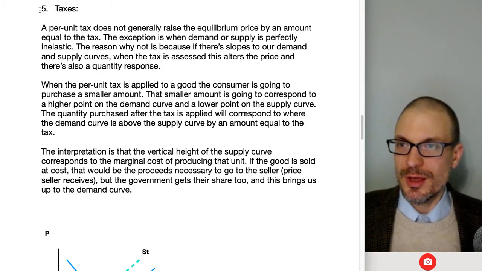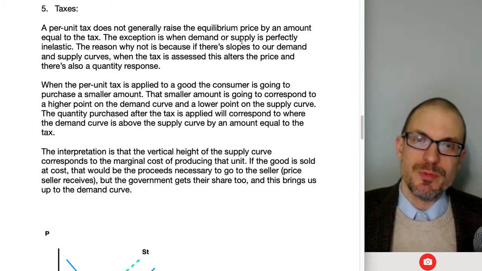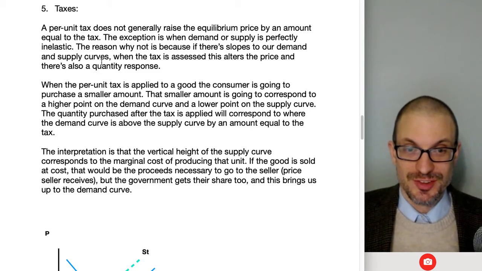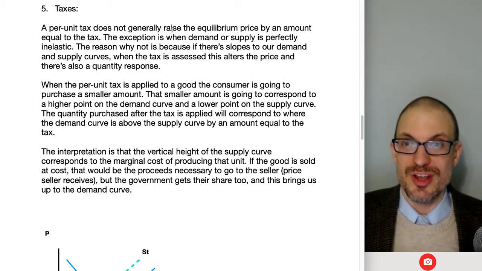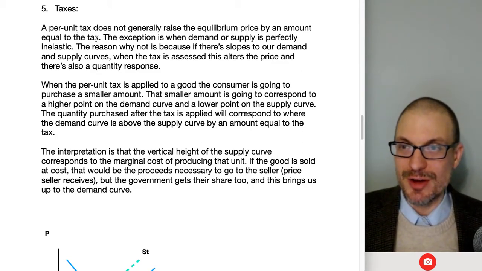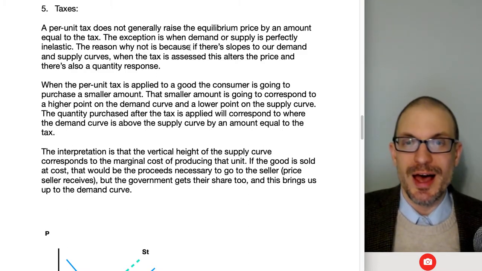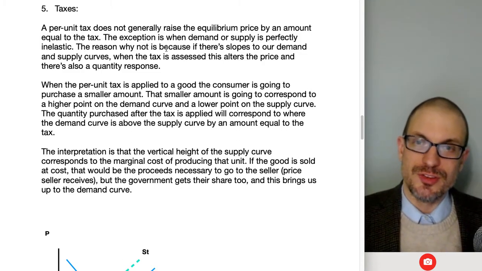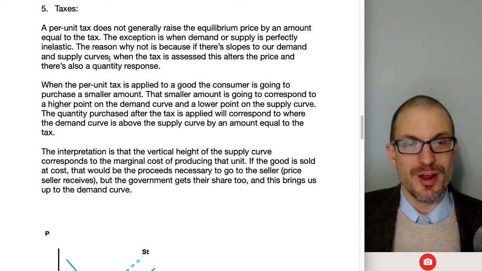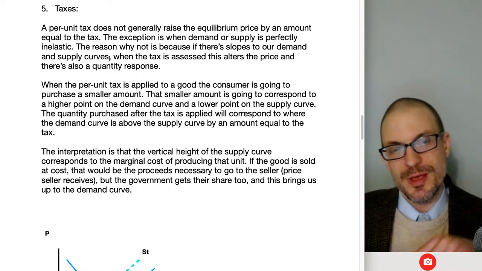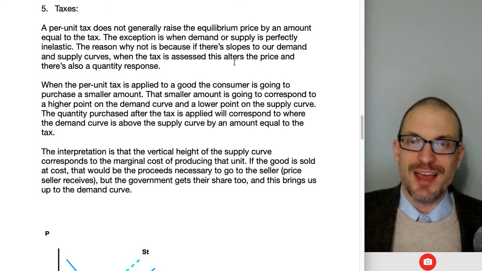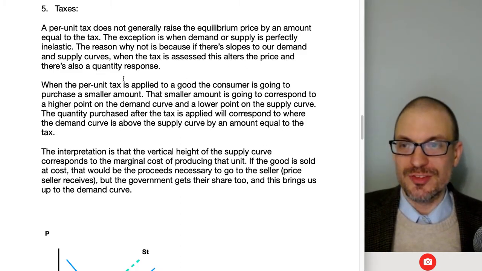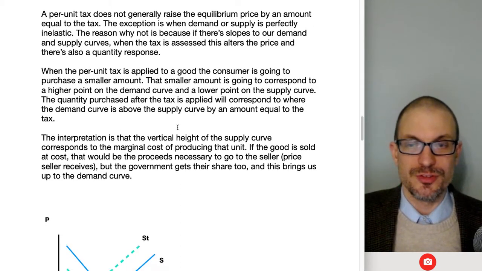All right, so taxes, right? A per unit tax does not generally raise the equilibrium price by an amount equal to the tax. Right? There's a specific exception if demand or supply is perfectly inelastic, but the reason why not is because there's slope to our demand and supply curve, right? If demand is downward sloping and supply is upward sloping, then when the tax is assessed, it's going to alter the price, and there's also a quantity response, right?